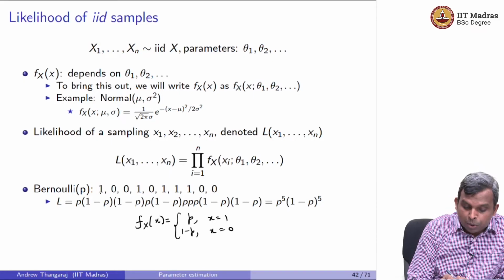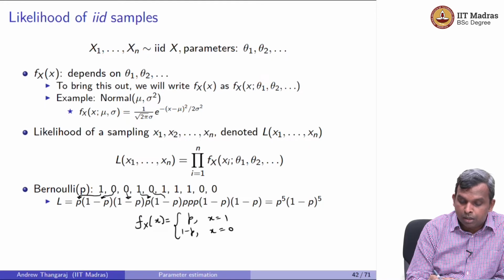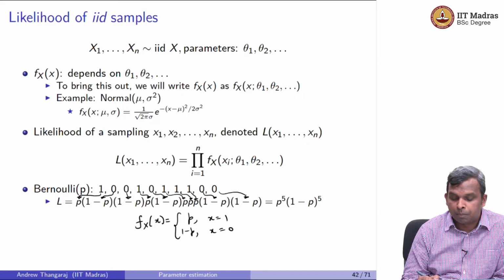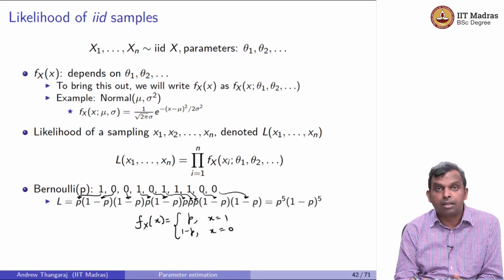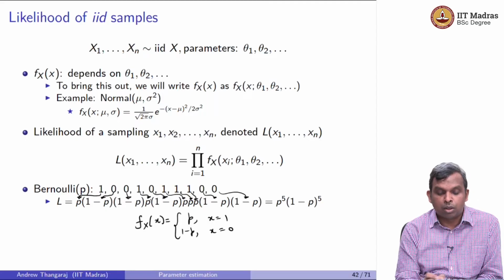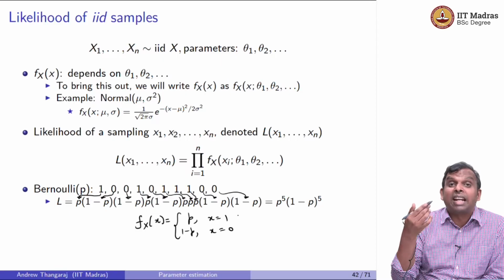The first sample you observe is 1, so the PMF is p. The second sample gives 1 minus p, the third sample 1 minus p, the fourth sample p, the fifth sample 1 minus p, then you have a sequence of p's, and then 1 minus p, 1 minus p. All of these are multiplied together, the PMF evaluated at the first sample, second sample, third sample, and so on. It's the probability that the first sample equals 1, that's p. The probability that the second sample equals 0, that's 1 minus p. You multiply all of these and you get the probability of the entire sample.